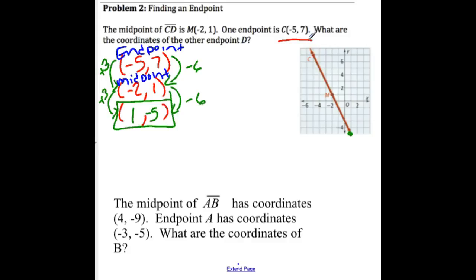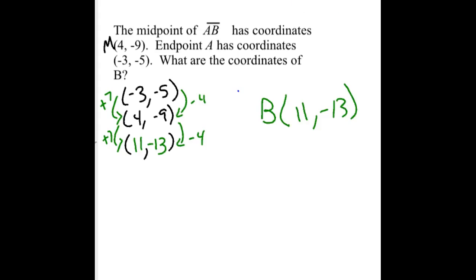So I want you to pause the video and try this next one on your own. You can check your work with mine. The one thing you need to be careful of is that you put -3, -5 on the top of that stack and 4, -9, 1 in the middle. I noticed right away they said the midpoint, and they're talking about 4, -9, so I put an M in front of it to remind me that the midpoint should go in the middle of that stack. You should have that endpoint then be at 11, -13.